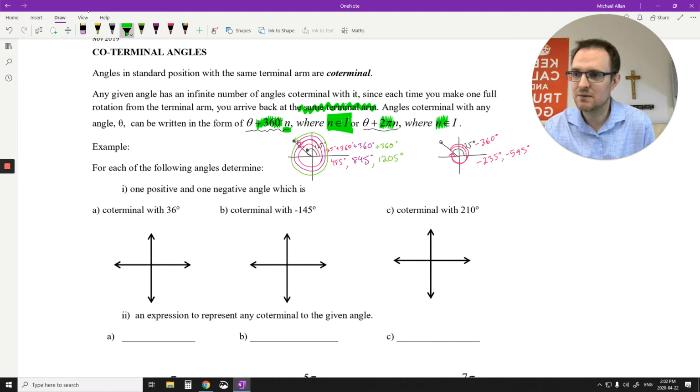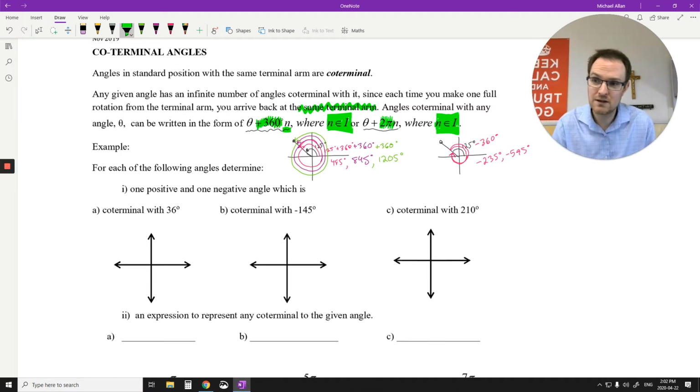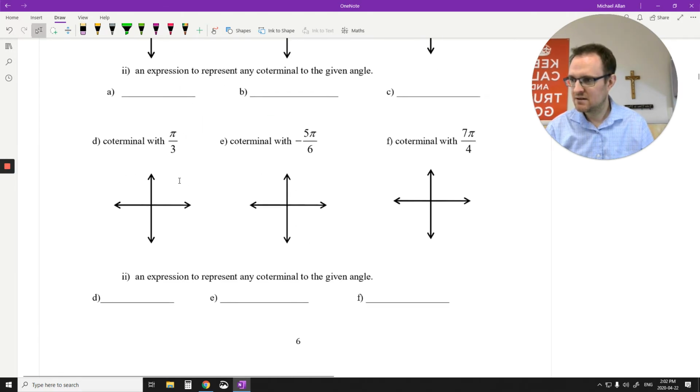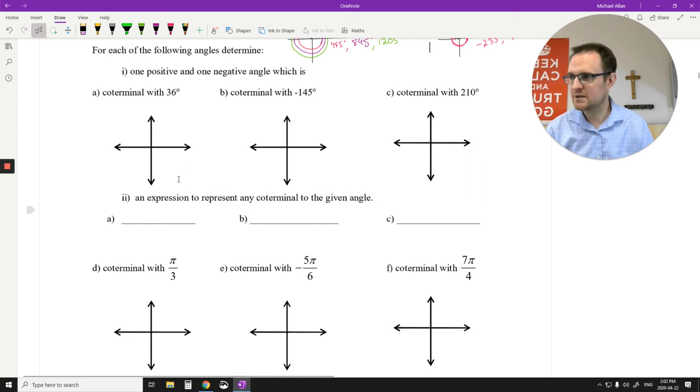And again, I'm just going to be multiplying it by n, an integer. Sometimes you might see an n as a whole number, but you only see these kinds of things with integers or whole numbers because they don't have decimals in them. Okay, so what we're going to do for each of these is just determine some coterminal angles. So I'm going to give you time. If you want to pause and try this out, you can.